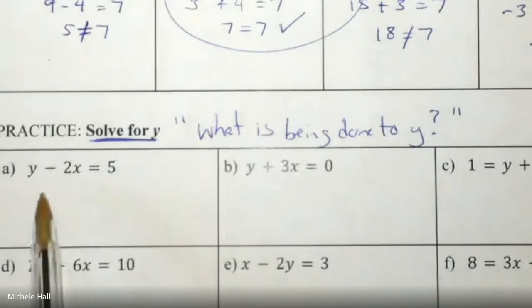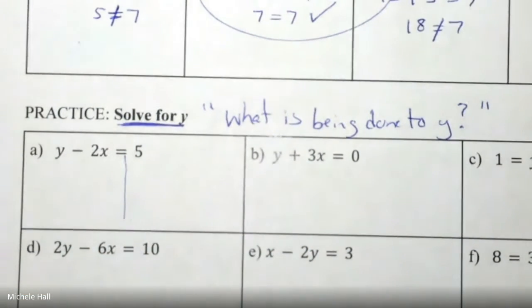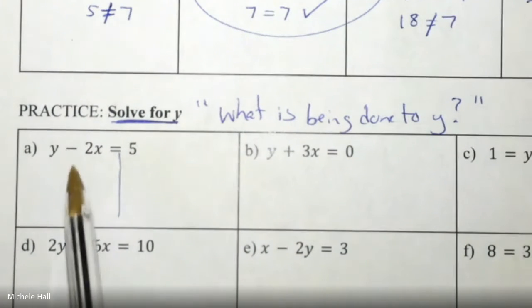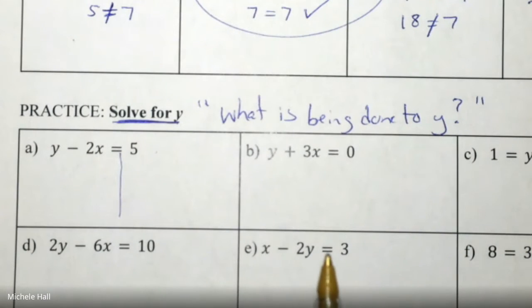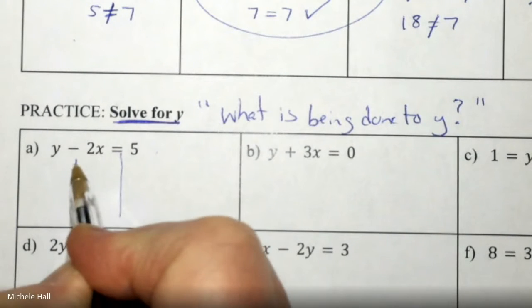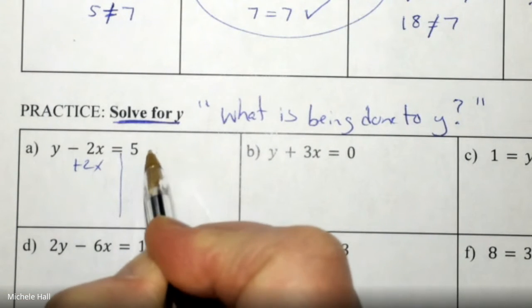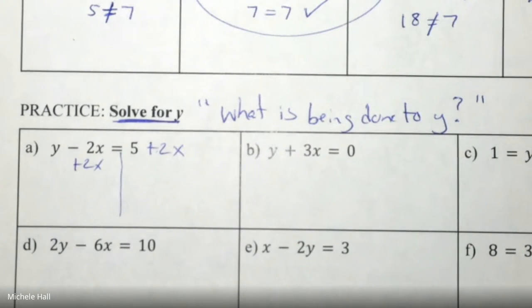What's being done to y on the first problem? It is being subtracted by 2x. So remember, we have two sides of the equation, and we want to put the negative 2x on the right-hand side. How do I move this negative 2x so that it will be on the opposite side? Very good. That's how you go back and forth on the equal sign. You do the opposite. So I'm going to add 2x, and I'm going to add 2x. Notice that you can't add 5 and 2x. 5 and 2x are not like terms.